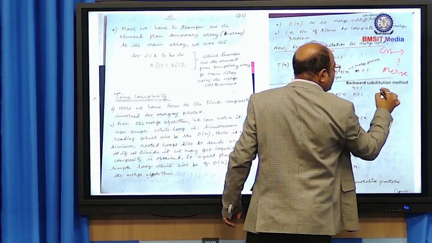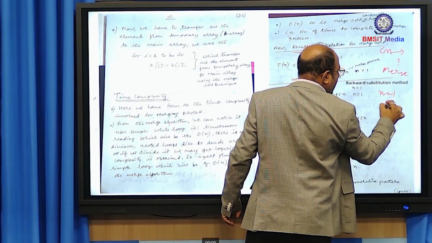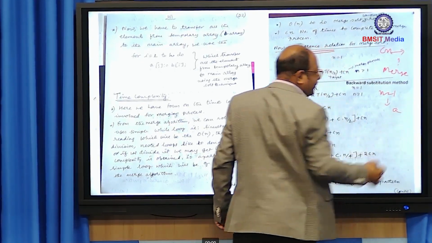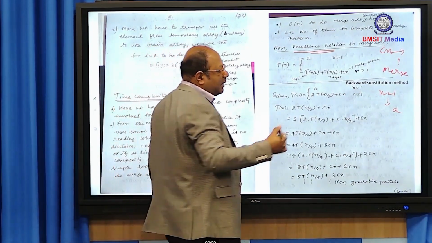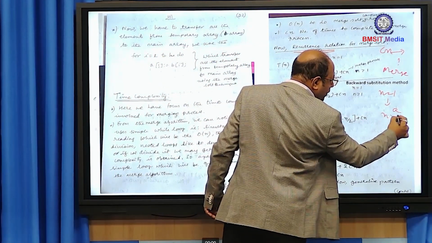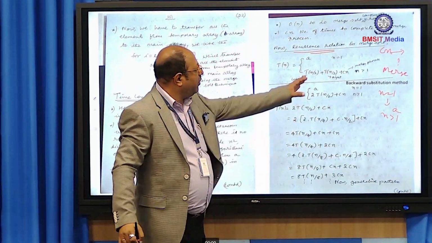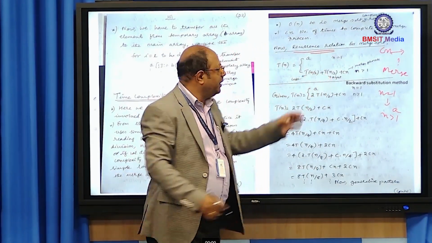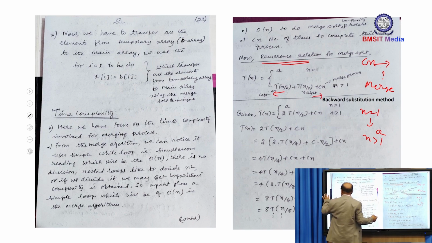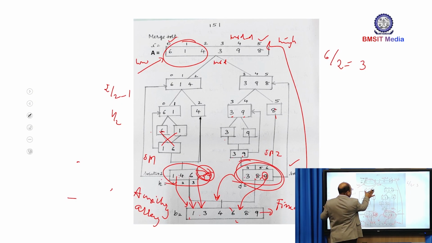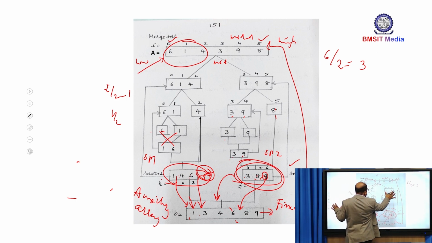Suppose n is equal to 1, I can say it's a constant time, some a or k or p or something else. No problem. But the moment n is greater than 1, then in that context we have to divide the elements into the left problem and right problem, like what we have divided here. This is the left part of the problem and the right part of the problem.